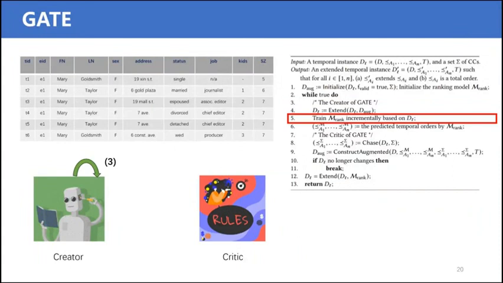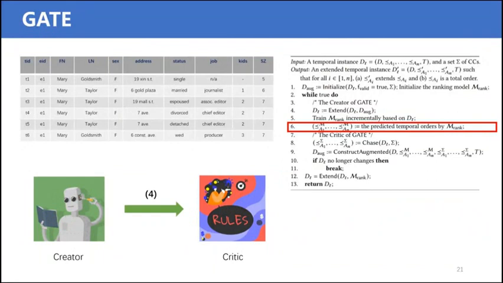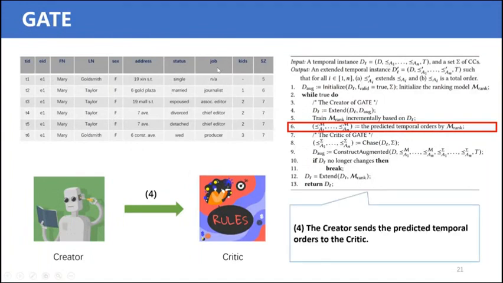After the creator receives the training data, which is a set of time orders, the creator trains the model, a ranking model, incrementally based on DT, the training data. Then after training, the creator predicts more time orders on all the remaining data, and sends the predicted time orders to the critic.